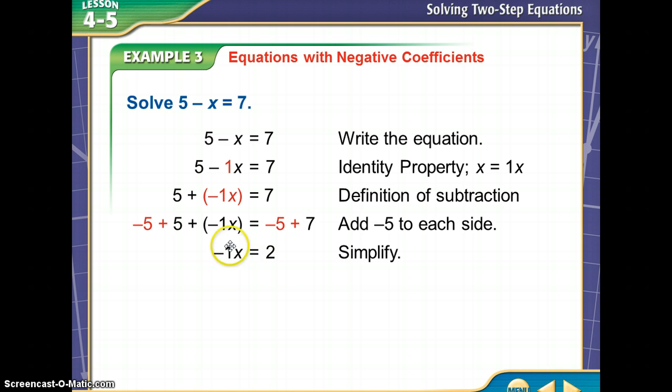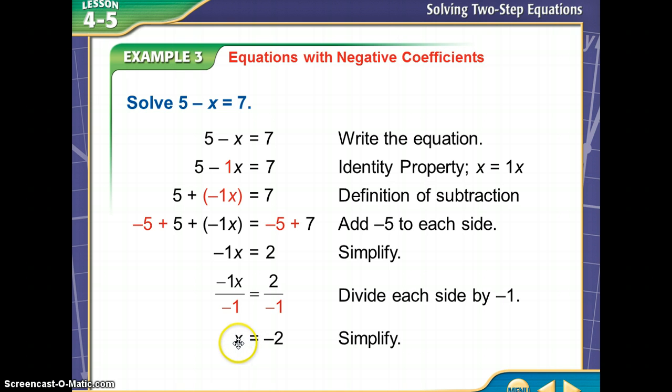Now we want a positive coefficient here. So you have to divide both sides by negative 1. Negative divided by negative gives you that positive 1x equals, and of course over here on this right side, a negative 2.